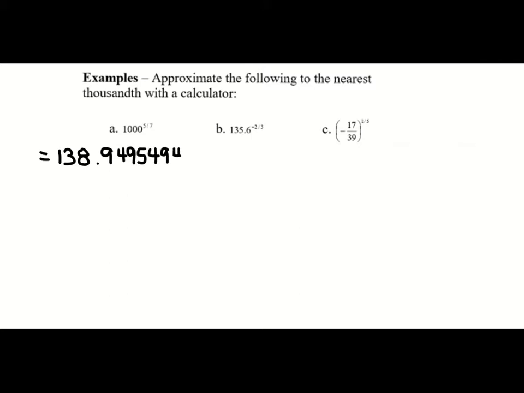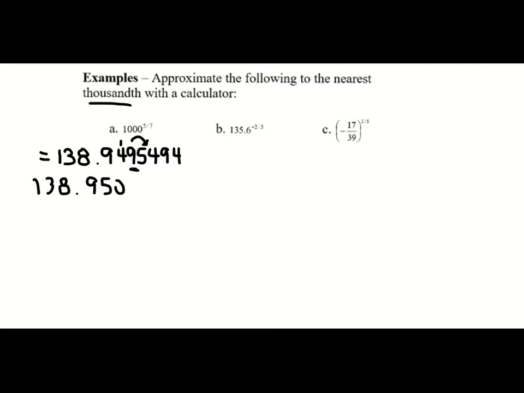138.9495494. But they want us to round to the nearest thousandths, which is our 3rd decimal place. So when I look to the number next door, it's a 5, which means I actually have to round up to that hundredths. So my answer is going to be 138.95, because that 9 needs to become a 10, so I have to carry the 1 up there, so it becomes a 5. 950, or just 95.